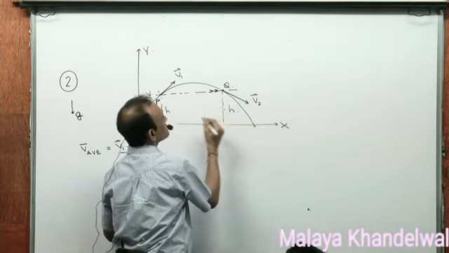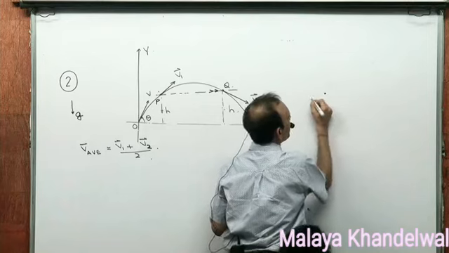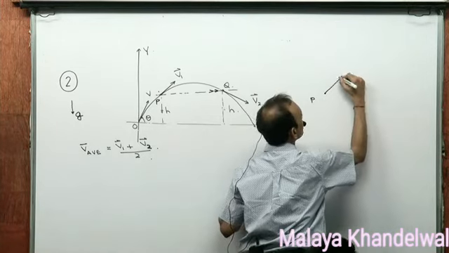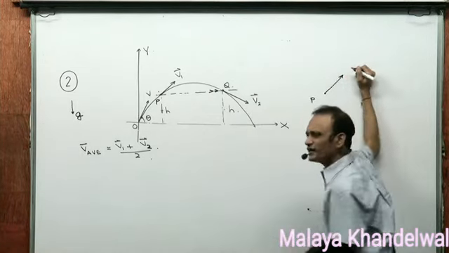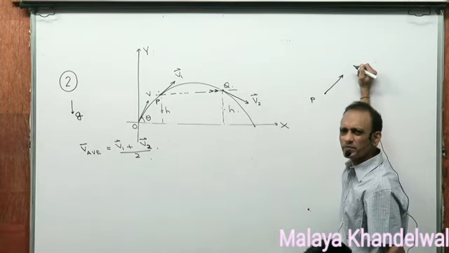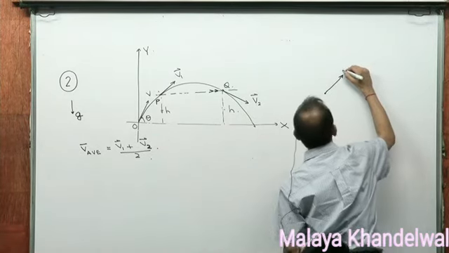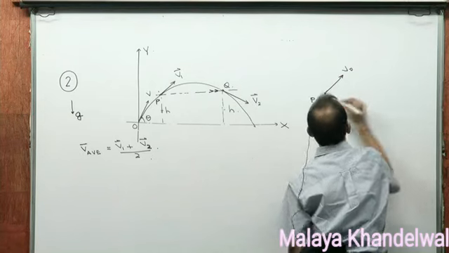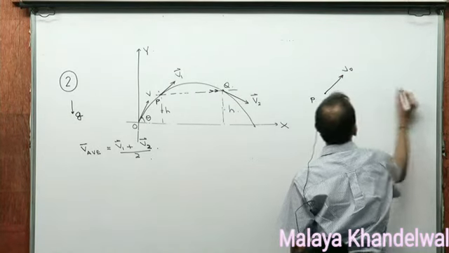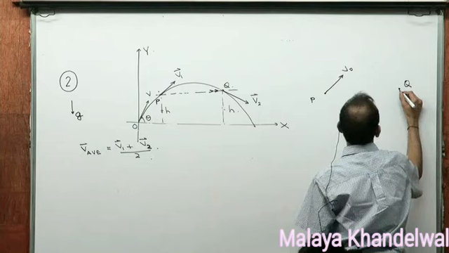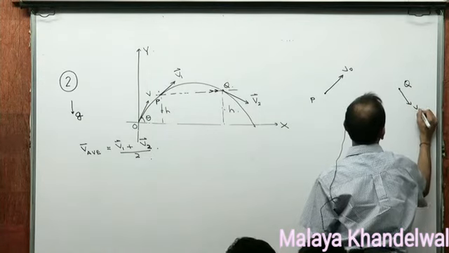P and Q are at the same level. So at P and at Q, the magnitudes of the velocities must be the same. Both must be, say, V0. At P and at Q, their velocity magnitudes must be the same and must be, say, V0. Right?